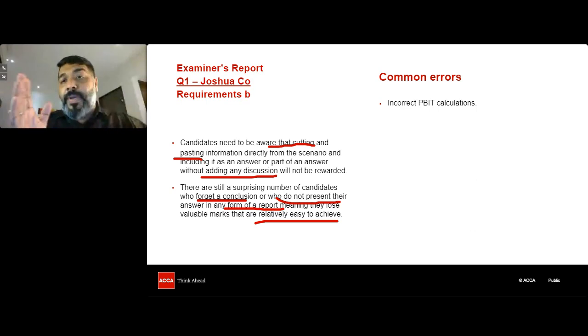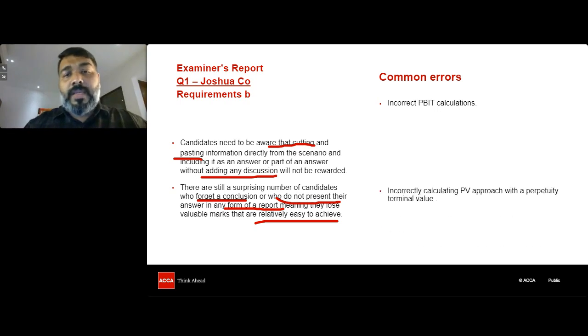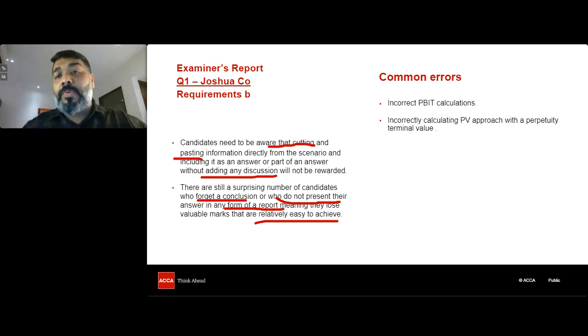Frequently, notice the perpetuity with a terminal value. Let's say from the fourth year onwards, it grows forever. The perpetuity starts in the fourth year and it grows forever. We've seen students very frequently making errors in this calculation, incorrectly calculating the present value of a perpetuity with a terminal value.